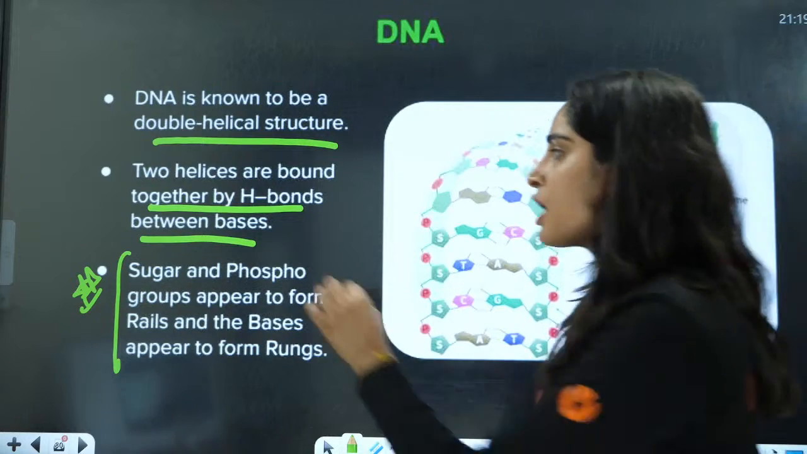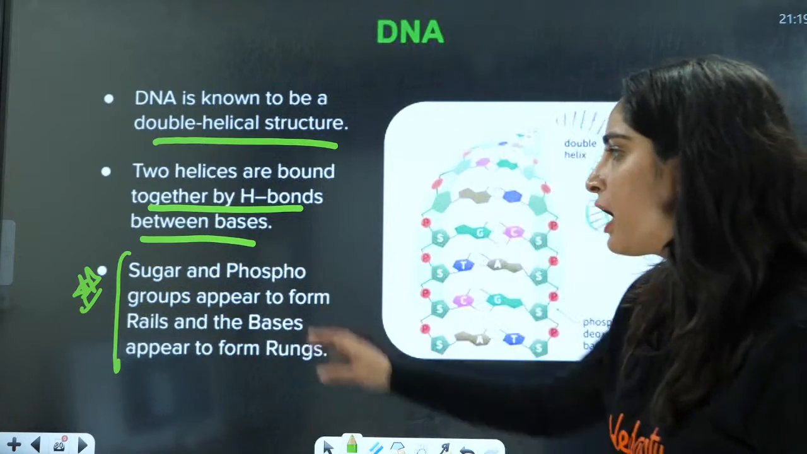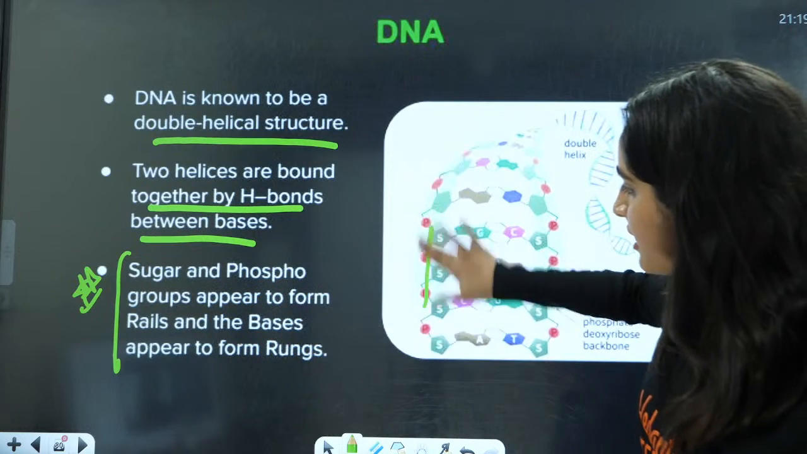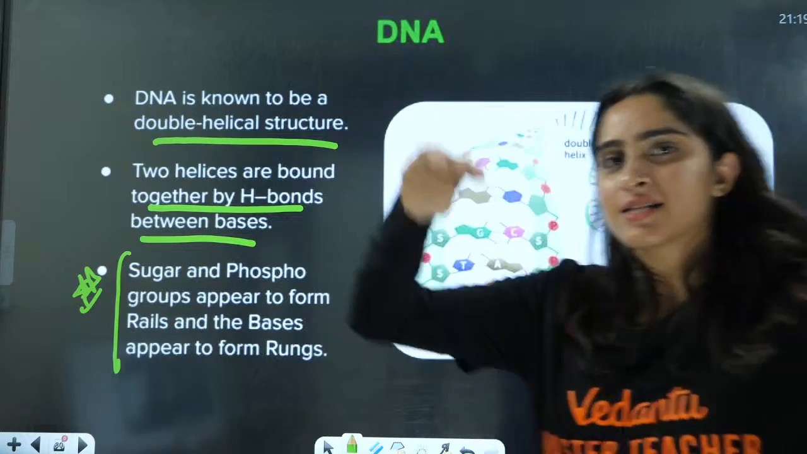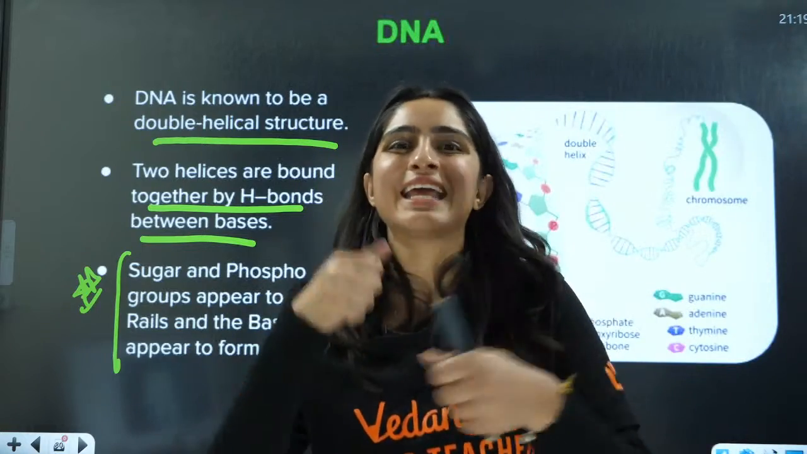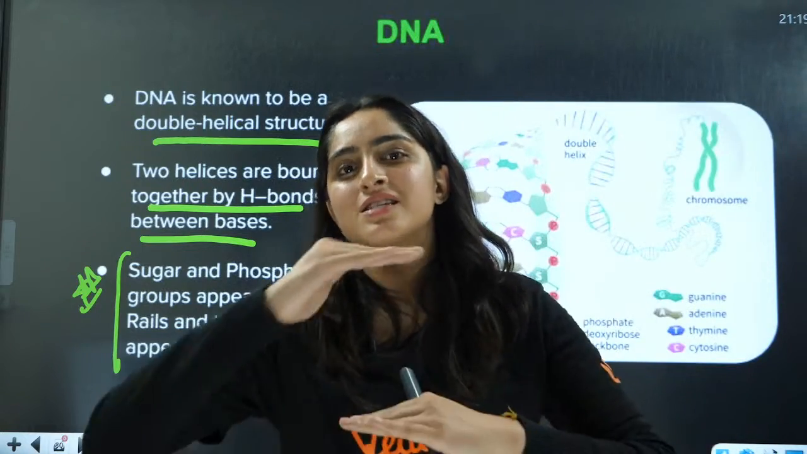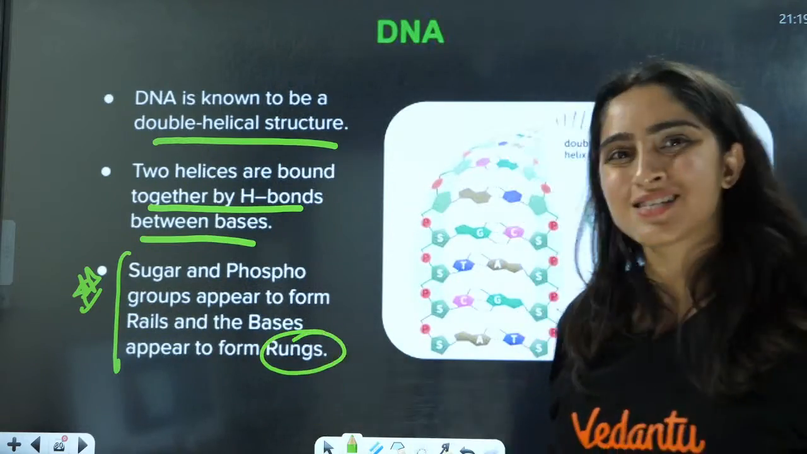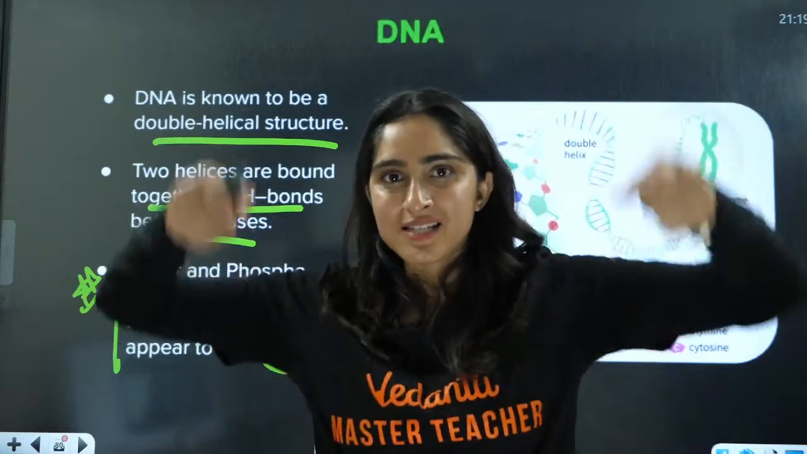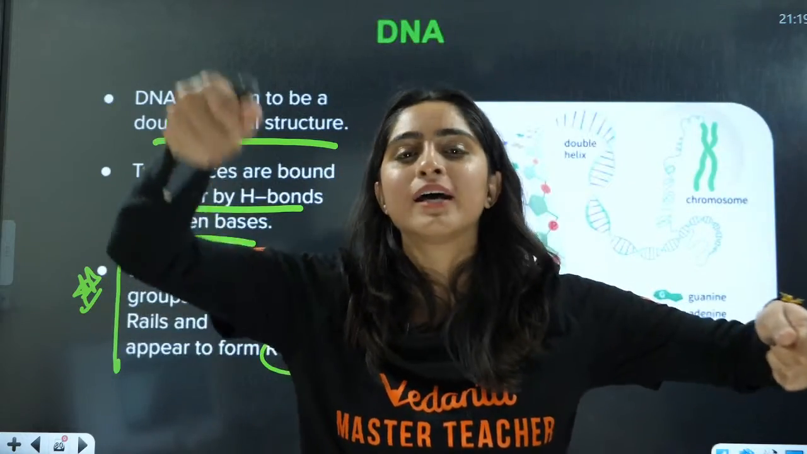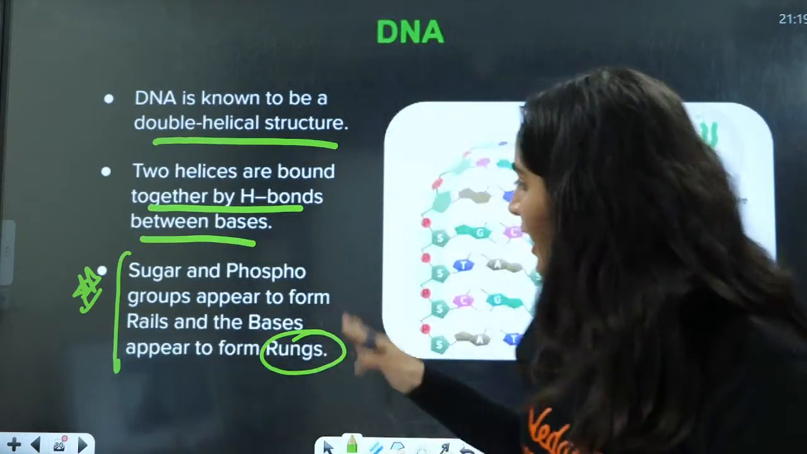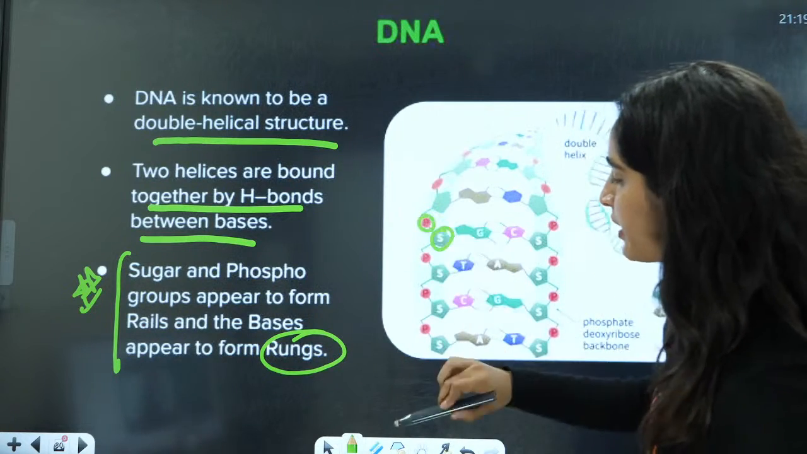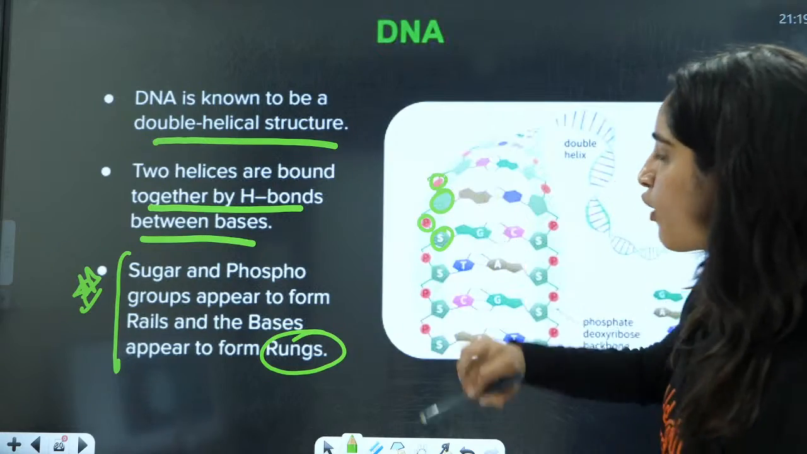Now let us see this. Sugar and phosphate appear to form rails. These are the rails. If you're taking stairs, the steps are called rungs, and the side lines which you hold are called rails. So rails are formed by the sugar. This is the sugar group, this is the phosphate group.